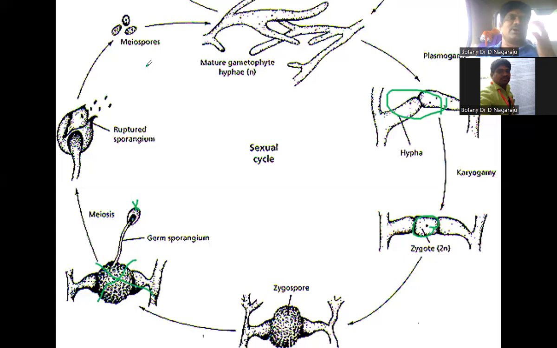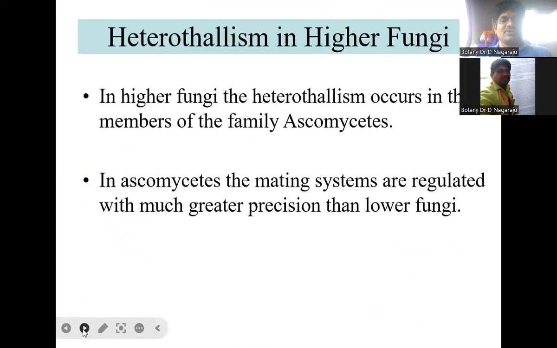The meiospores, reduction spores, haploid spores are released. A mature gametophyte again forms, but again the reproduction, plasmogamy, karyogamy, and meiosis, takes place between 2 opposite strains only, not in the same strain thallus. That is heterothallism.